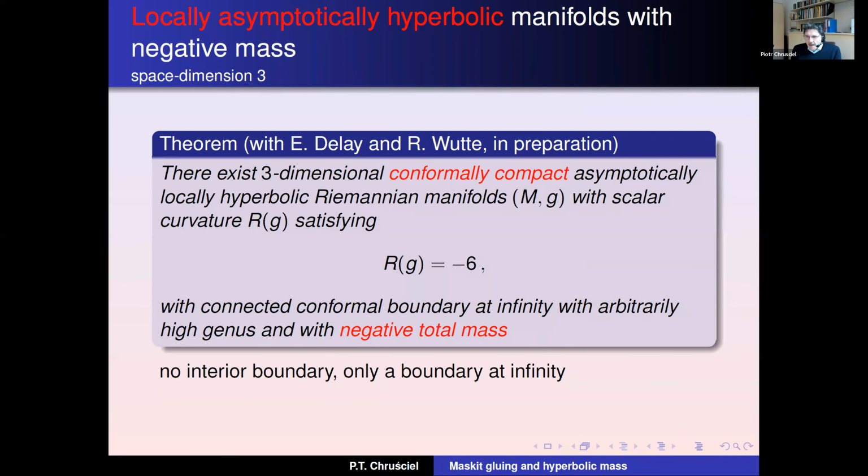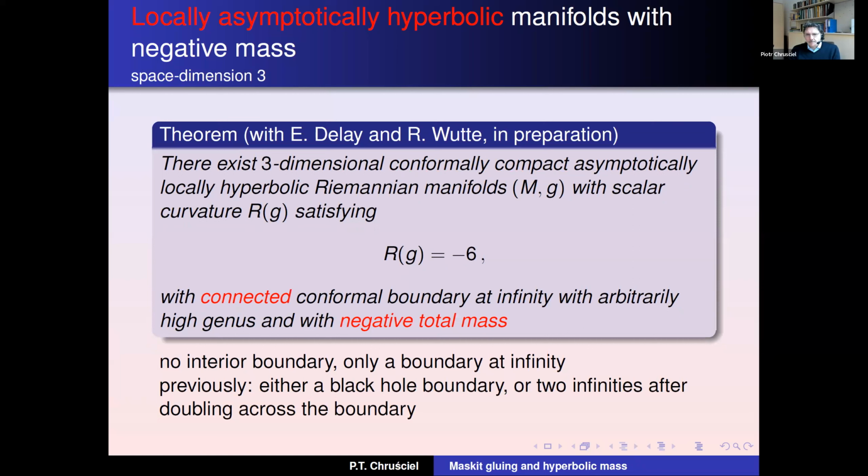So conformally compact means in this case that when you use a Penrose-type completion of your manifold, you get a compact manifold without boundary. There's only a boundary at infinity, but there are no interior boundaries.